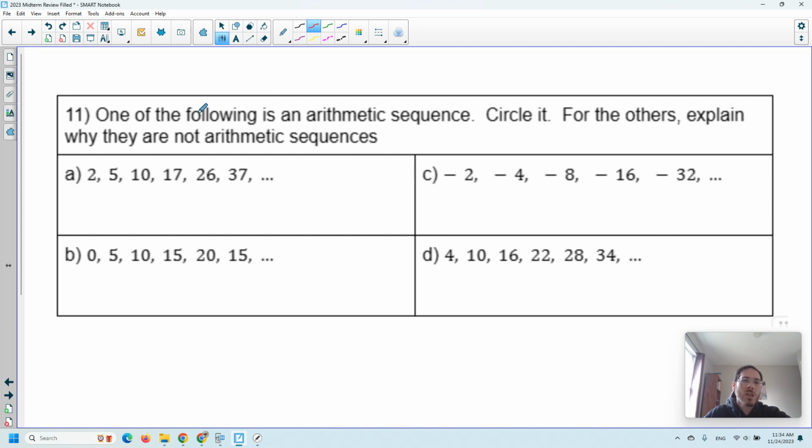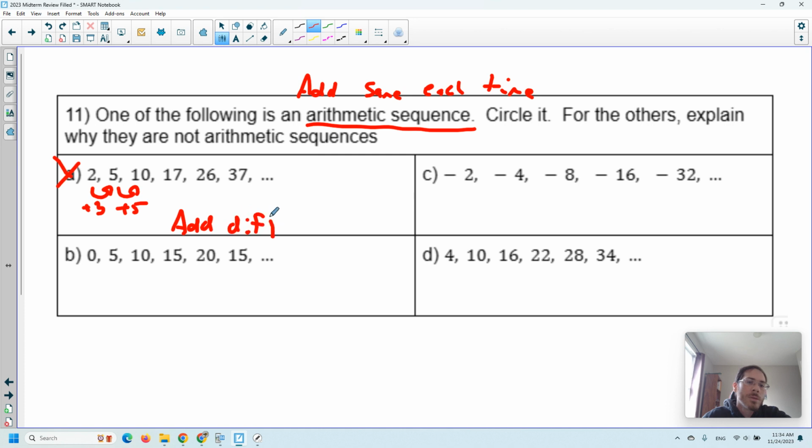Number 11 says one of the following is not an arithmetic sequence. Circle it and explain why the others are arithmetic sequences. So for arithmetic sequence, remember the idea here is we're adding by the same thing every time. So let's double check. So for the first one, we're going 2 to 5, that's plus 3. For this one, we're going 5 to 10, that's plus 5. So this one is out. We're adding different numbers. So that one can't be true.